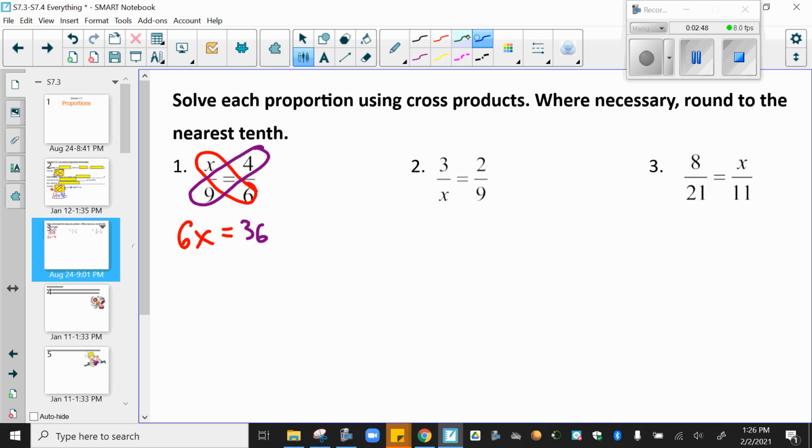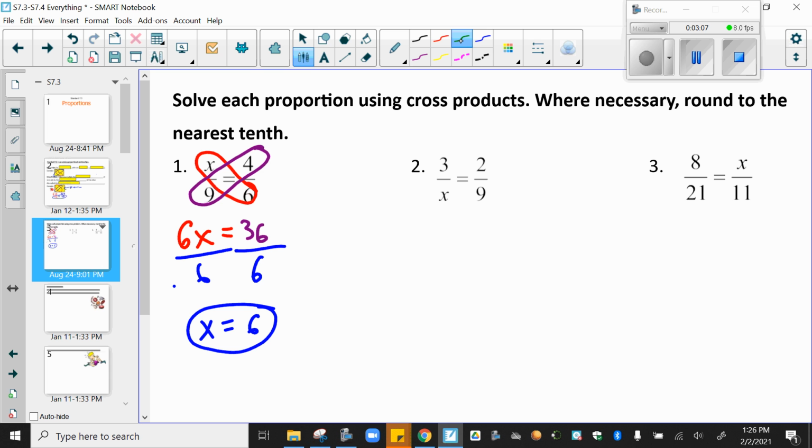All right. And then we can go back and use single step algebra, and say, okay, if I need to know what x is, I'm going to divide by 6 and divide by 6. That's going to give me x equals 6. So 6/9 is the same thing as 4/6, right?